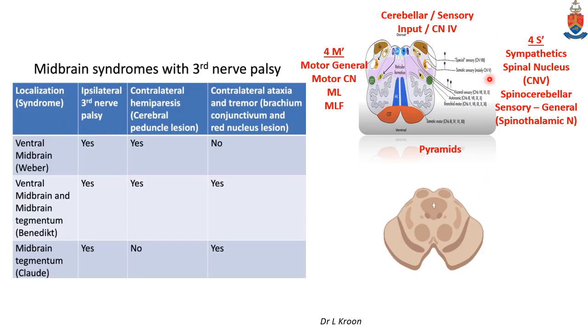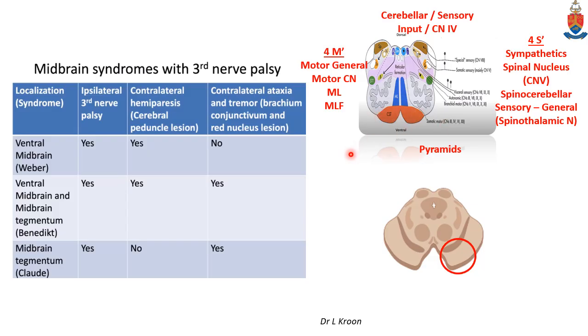Then the second step would be to localize on a horizontal plane. Remember to start dorsally and then move ventrally. So let's start off with a ventral midbrain syndrome. What else do we have ventrally? We have the pyramids. Therefore, we're going to automatically have a vertical diplopia from a third nerve palsy. And then we're going to have a contralateral hemiparesis on the opposite arm and leg because of that ventral portion of the midbrain that's affected.